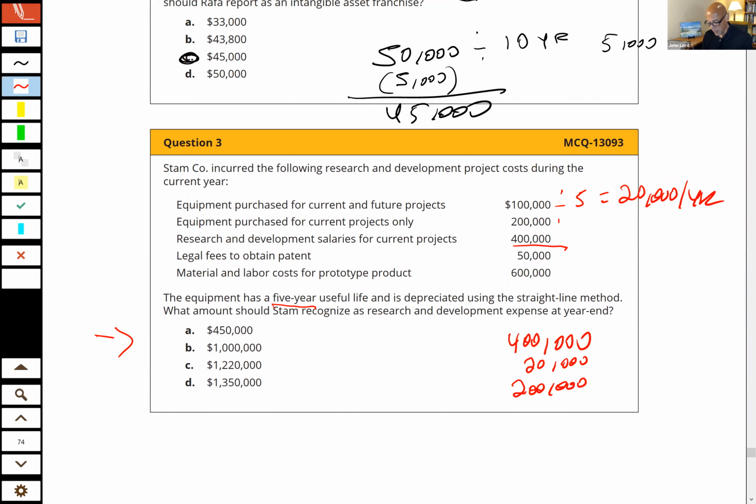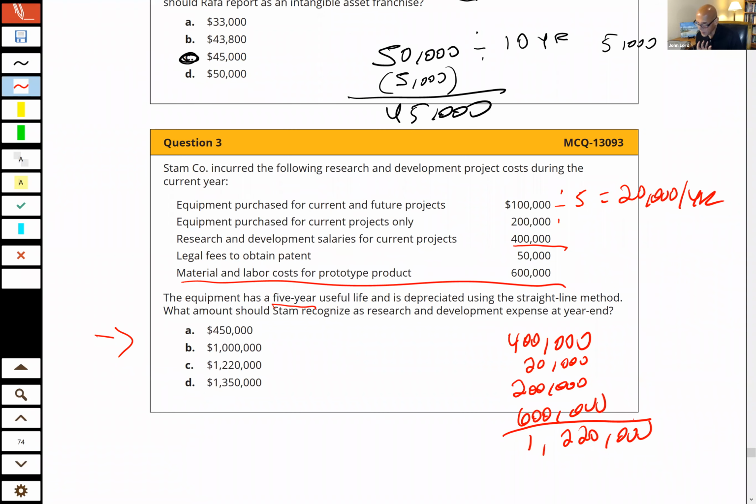Because there's no 620,000, I have to pick up the prototype item. And you're saying, well, John, we didn't say anything about prototypes in the lecture. And I agree with you. Maybe we should have called that out. I'm showing you the test-taking technique as to how you would have gotten there. But by the same token, a prototype means I really don't have a product yet. I'm still trying to develop a product if I'm in the prototype stage. I can't say it's actually going to come to fruition or not. So the answer here is C.